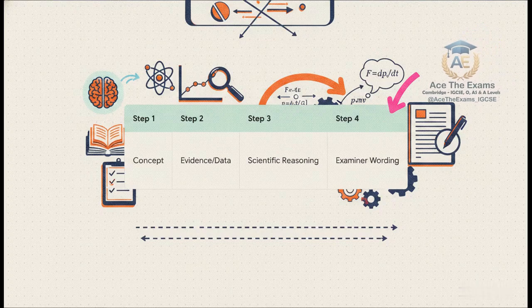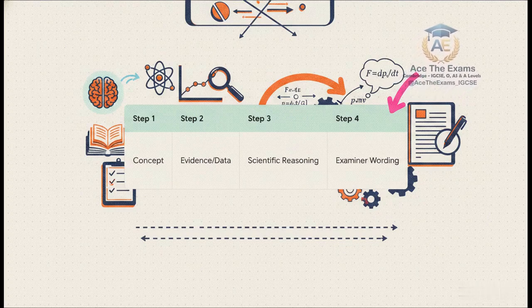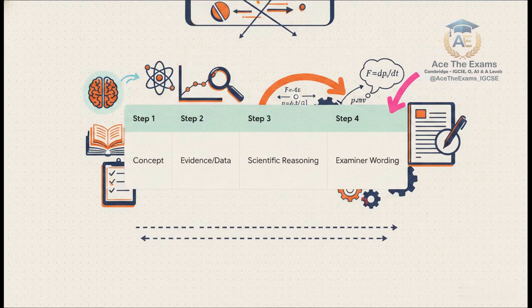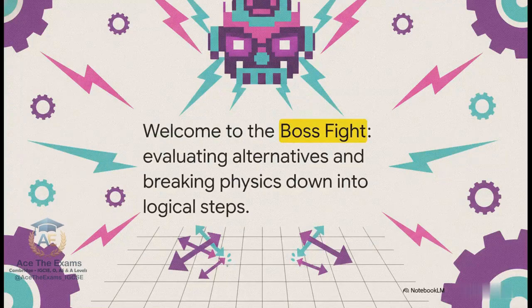Second, you lock that down with evidence and data from the prompt, the exact masses and initial speeds they give you. Third, you employ scientific reasoning. So maybe you're explaining why kinetic energy is lost as heat or sound because it's an inelastic collision. And fourth, you translate all of that into precise examiner wording. If you build your responses across these 4 pillars, you are proving to the examiner that you have a rock-solid understanding of the physics.